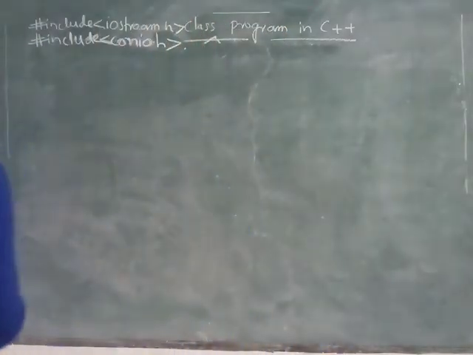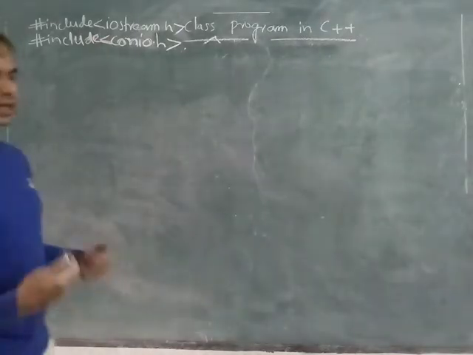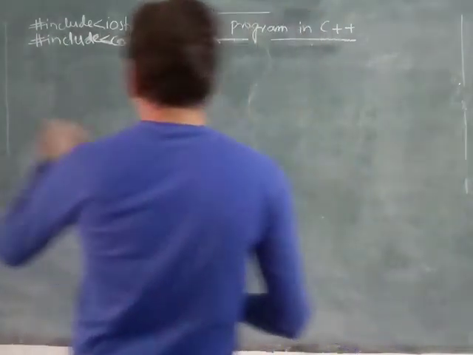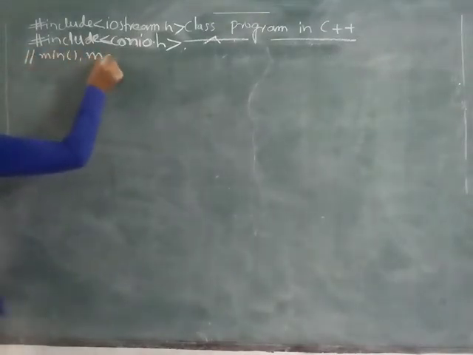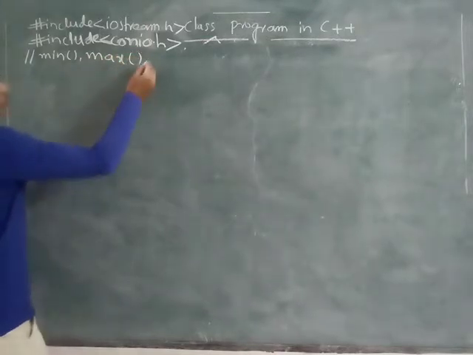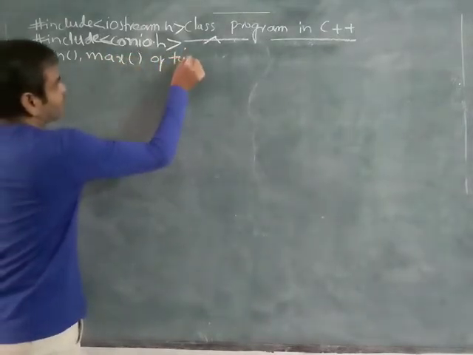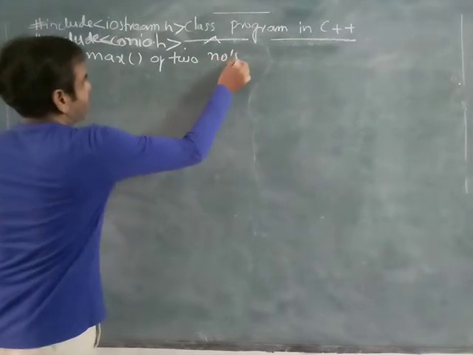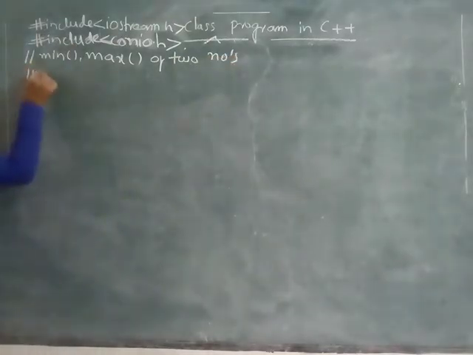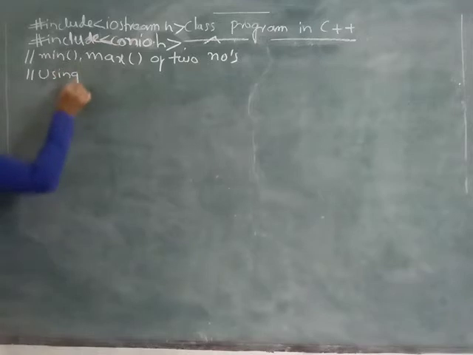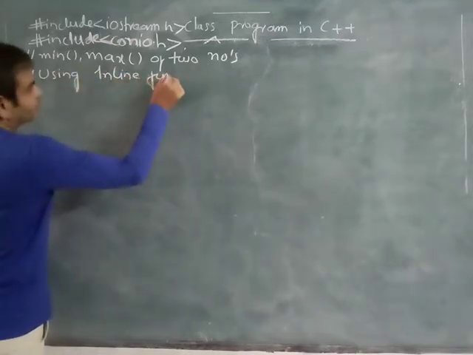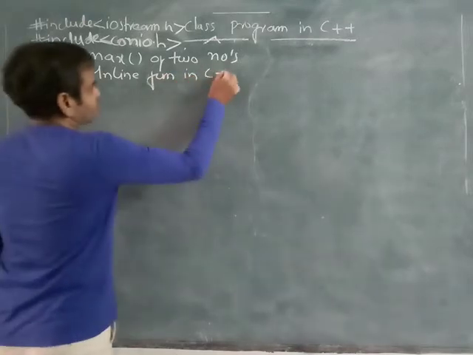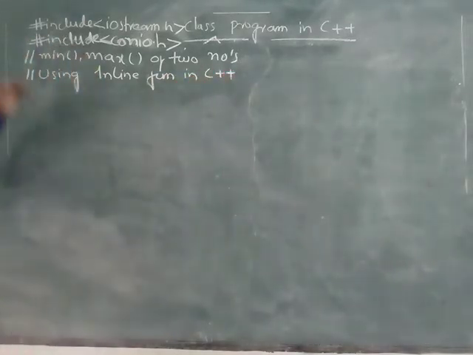So the question is, the header section is iostream.h. The question is minimum, maximum of two numbers using inline function in C++. Okay, these are the two comments.